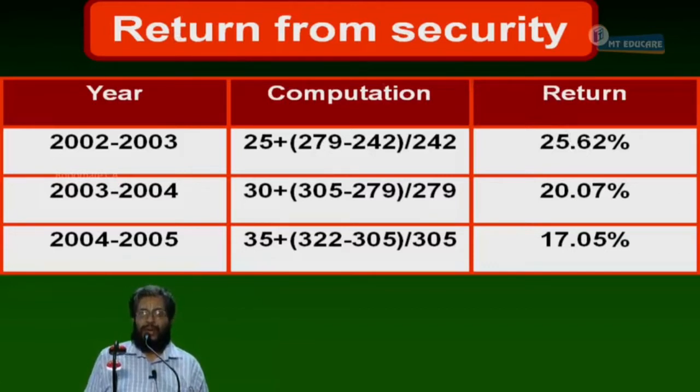Now, over the past 3 years, in the first year the shareholder got a return of 25.62 from the share, in the second year 20.07 and in the third year 17.05. This is how the share has performed over the past 3 years. Respond, yes or no? If you remember, I asked you to do this for the Axis Bank share. Did anybody try? Okay, can I proceed?